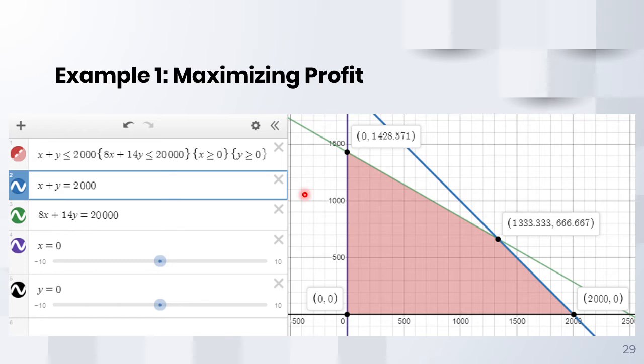Now the shaded region is called the feasible region. The feasible region represents the set of all points that satisfy our system of linear inequalities. In other words, the feasible region contains all the points that satisfy the constraints.